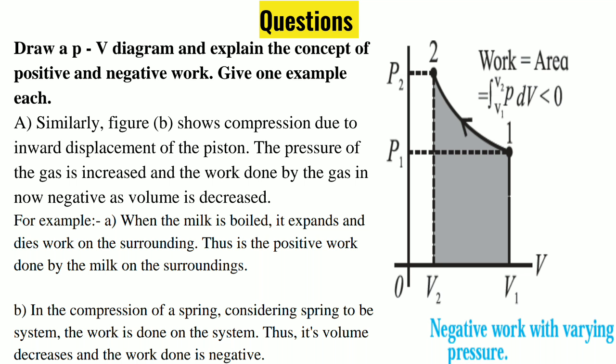Second example, part B, negative work done. In the compression of a spring, consider the spring to be a system. The work is done on the system. Whenever we provide force to a spring, what will happen? It will compress. So if we consider the spring as a system, work is done on the system by the surroundings. Its volume is decreasing, and as volume is decreasing, naturally work done will be negative.